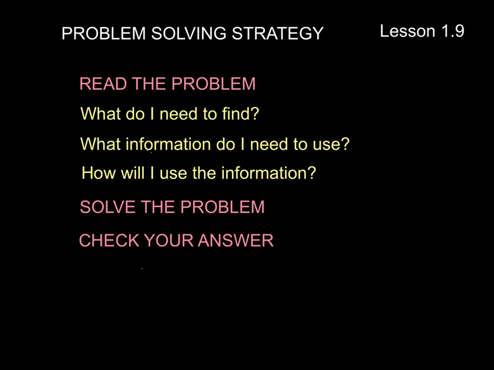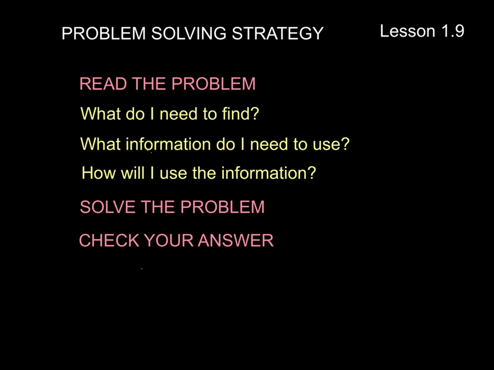Our first step, we have read the problem, and our next question is, what do we need to find? That would be the number of ounces of dog food that each dog gets. Next, the question, what information do I need to use? I need to use the number of cans of food, the number of ounces in each can, and the number of dogs that need to be fed.